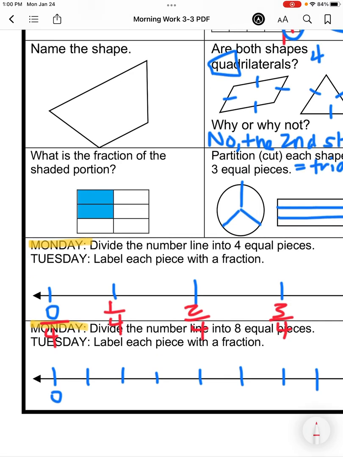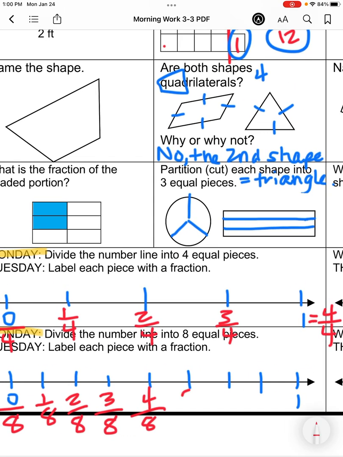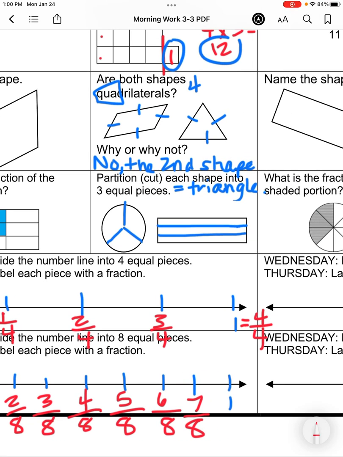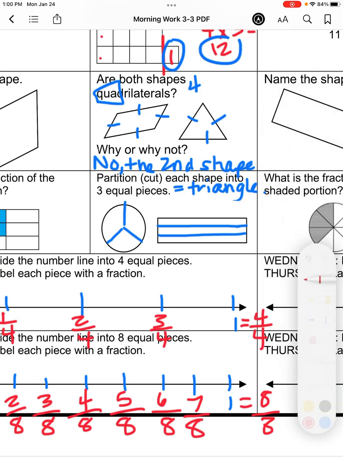And this bottom number line is in 8 equal pieces, so 0/8, 1/8, 2/8, 3/8, 4/8, 5/8, 6/8, 7/8, and the 1 whole equals 8/8. And that's it for today.